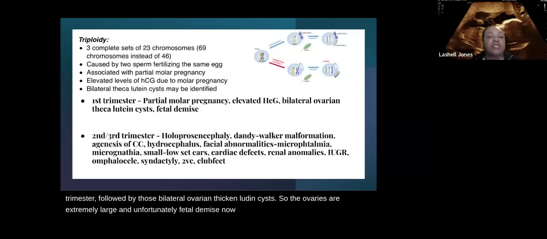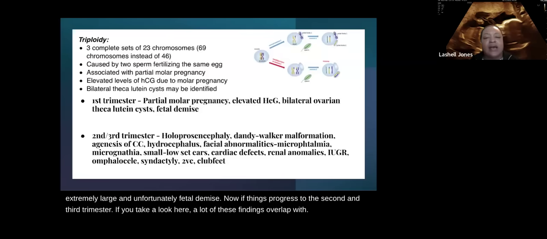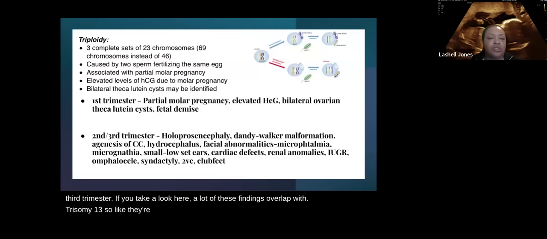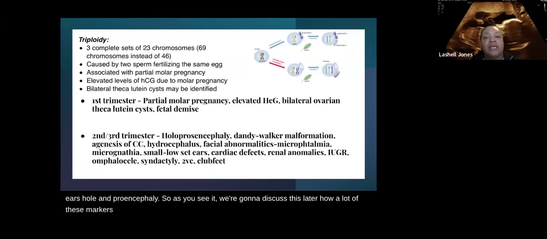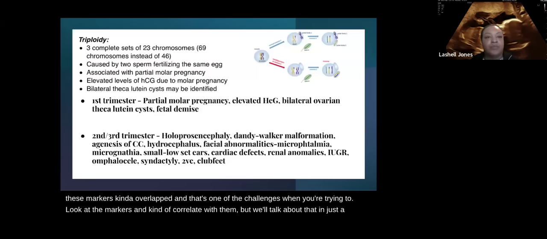Now if things progress to the second and third trimester, a lot of these findings overlap with trisomy 13. I feel like they're about the same, especially with the two vessel cord, low set ears, and holoprosencephaly. As you see, and we're going to discuss this later, a lot of these markers overlap. That's one of the challenges when you're trying to look at the markers and correlate them. But we'll talk about that in just a sec.